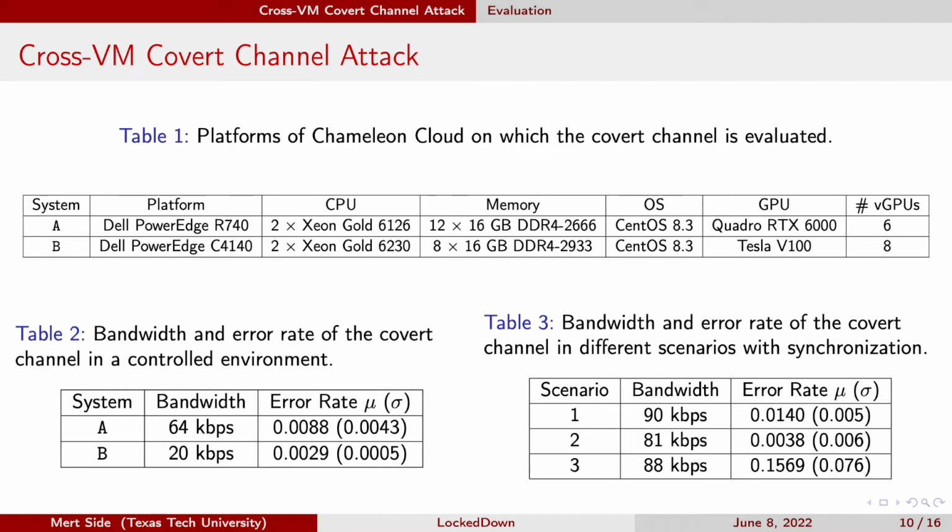Table 2 shows our naive results without any synchronization or advanced communication protocol. Table 3, Scenario 1, shows synchronization. Scenario 2 shows an optimized communication protocol by dividing a message into fixed size chunks and sending them individually. Scenario 3 shows an extreme case under excessive noise of an HPC benchmark with synchronization. Please see our paper for all of our evaluation scenarios in more detail.